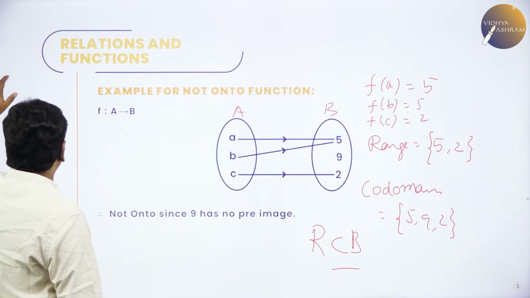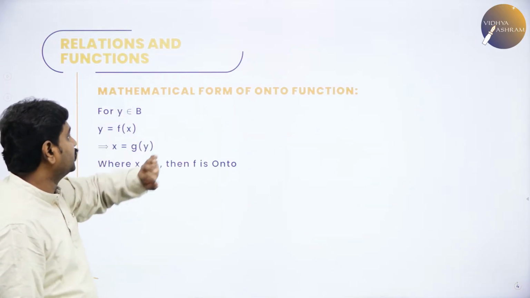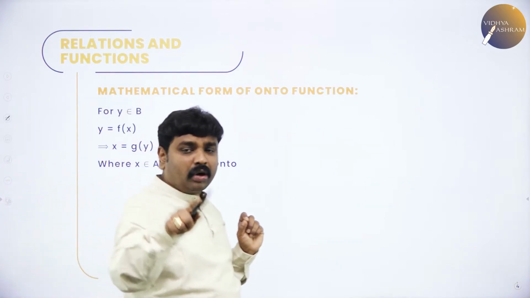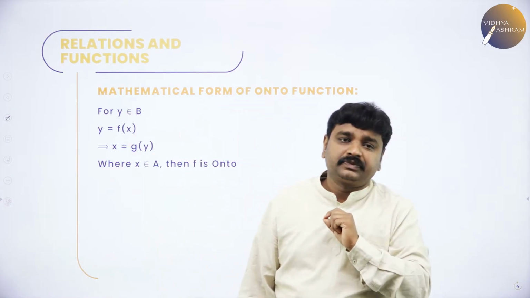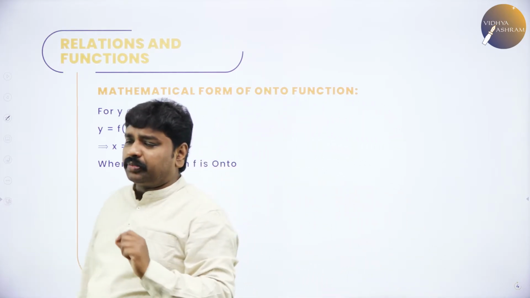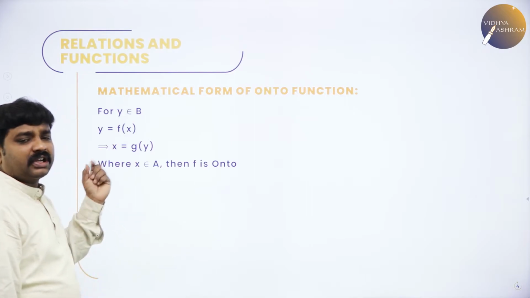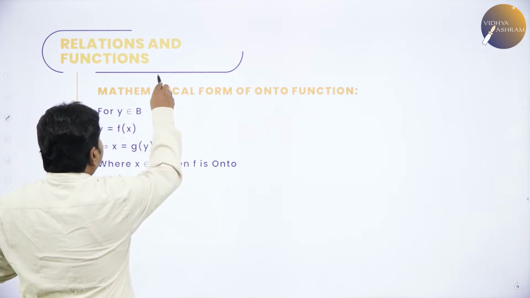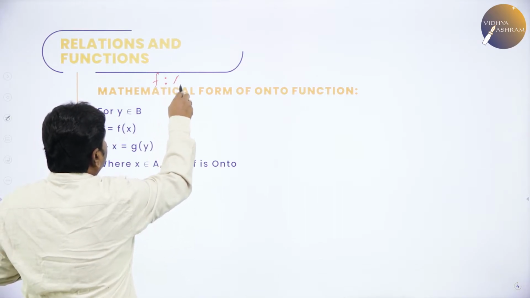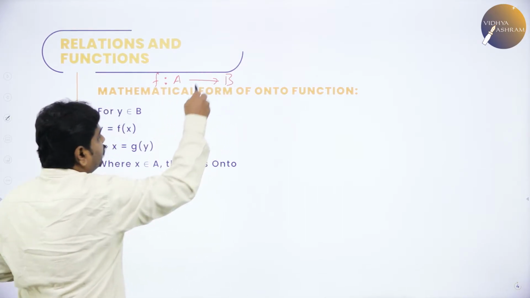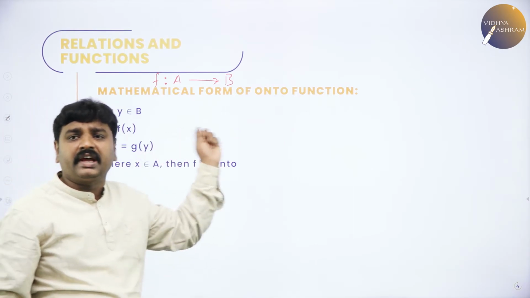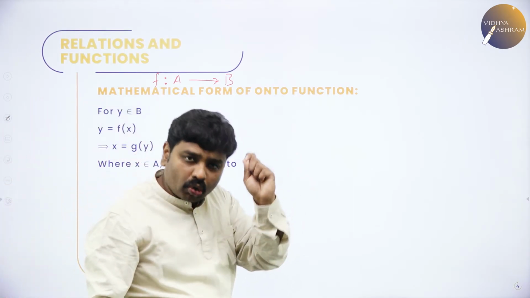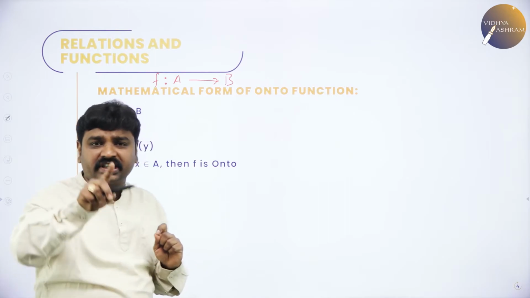Now we will see the mathematical approach, the mathematical form of onto. In problems, how to prove onto? The mathematical approach is simple. First, I will assume a function. Let me take f maps A to B. I am taking a function f from A to B. What is A? Domain. What is B? Codomain. All of you know, the first set is domain and the second set is codomain.